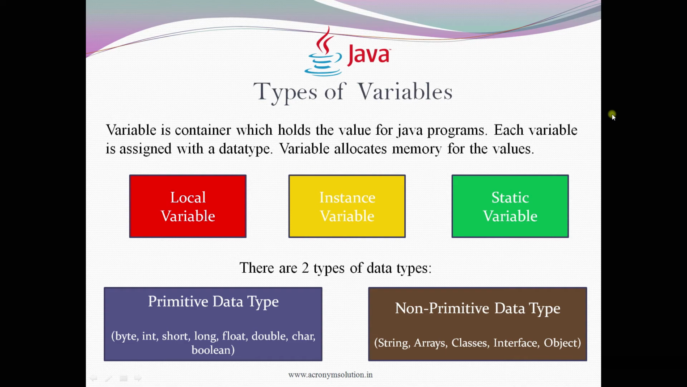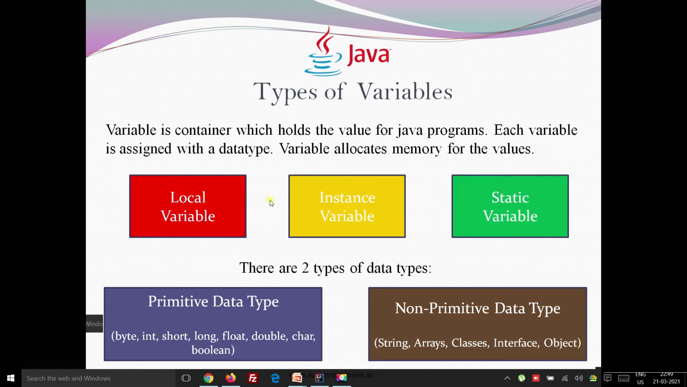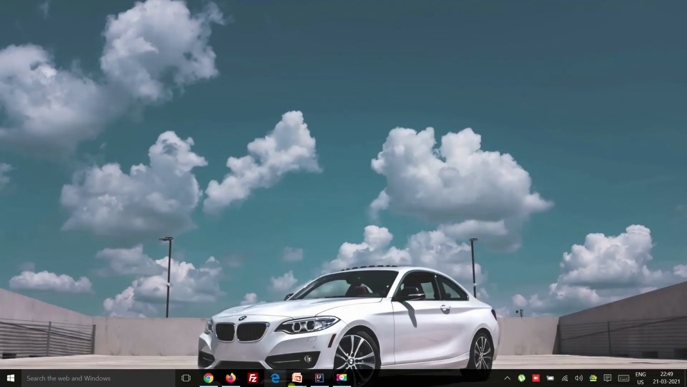And the non-primitive data types hold long values. For example, a string. What is a string? A collection of different characters. If I say my name is this, it's a string. Or xyz, or if I say the word variable, that is actually a string. Arrays are also a collection of a large amount of variables, or you can say values. Then there are classes, interfaces, and objects. Let's see how these actually work, and how a variable exists, in one program. I will show you the program.